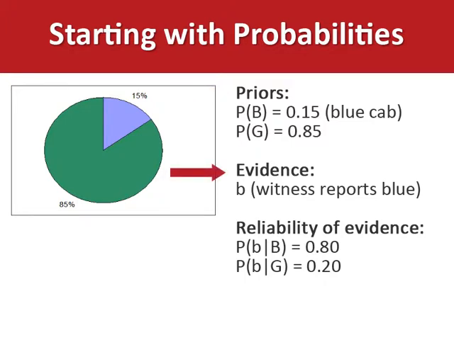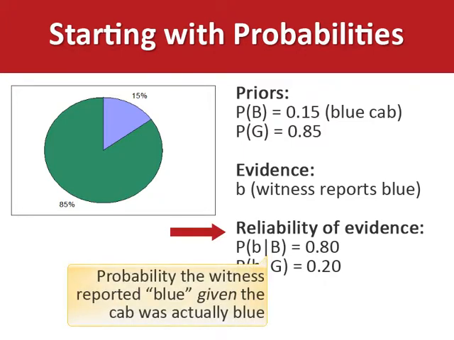Then in this case we have some evidence. We have an eyewitness reporting something very specific. The witness reported blue, which I've denoted here with a small b. And then, as we said, the court's gone out and tested the reliability of the witness and determined that the probability of the witness saying blue given the car was actually blue, so that notation is small b, vertical line is read as given, and then big B, the actual event that it was a blue cab, is 80%.